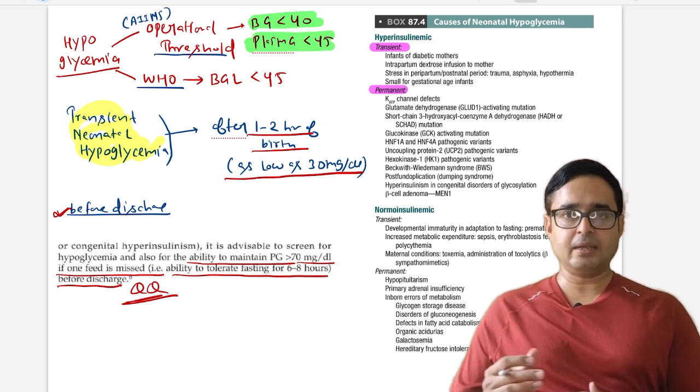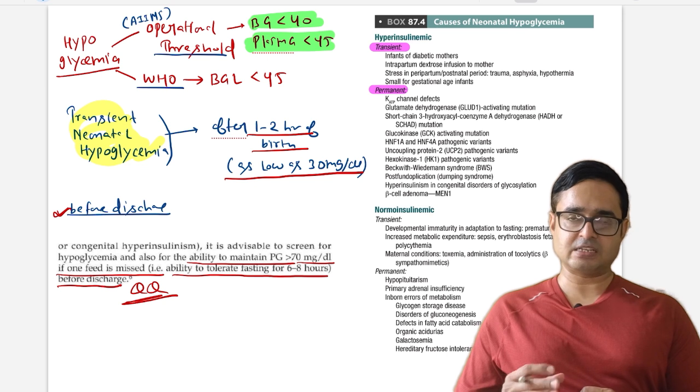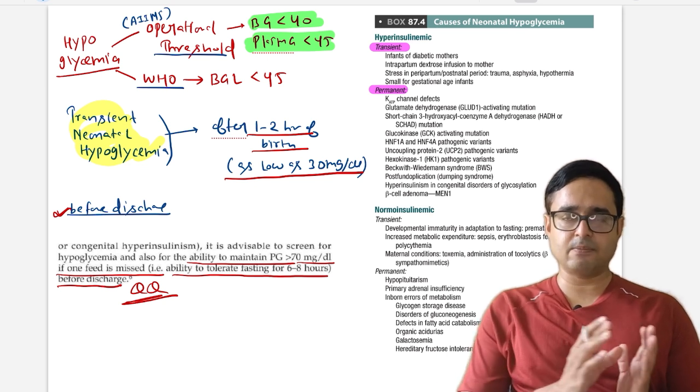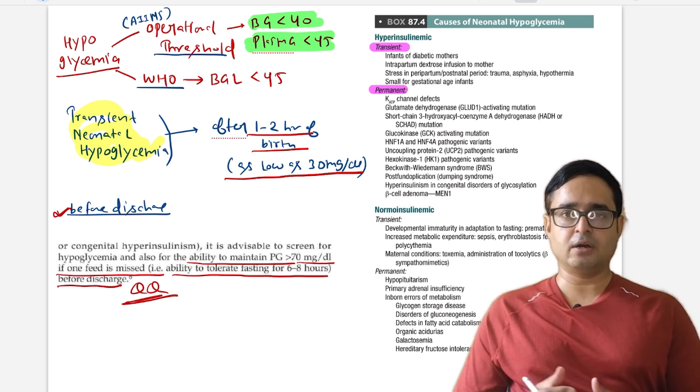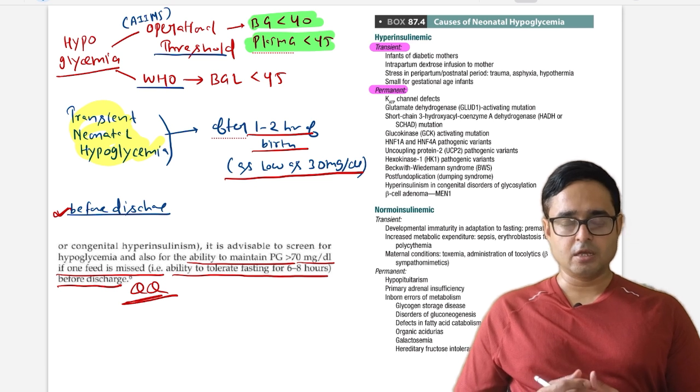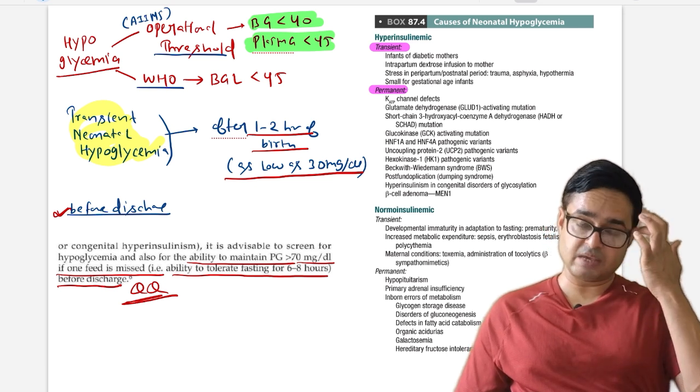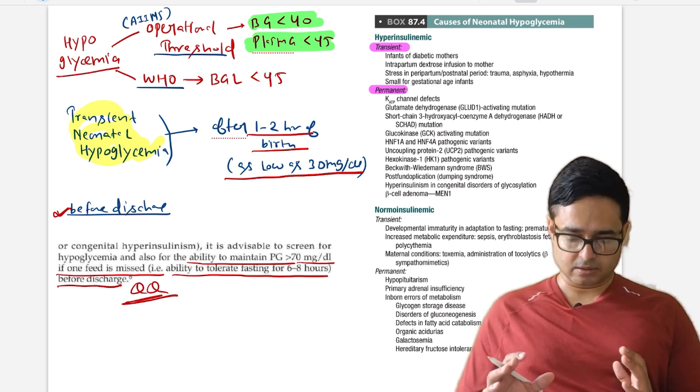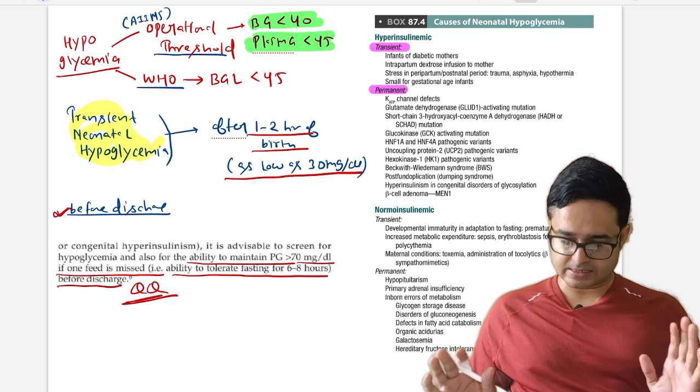If you are sending a neonate with hypoglycemia home, just skip one feed. If blood sugar levels are more than 70 after skipping a feed, then you can send that patient home. That is as simple as that.